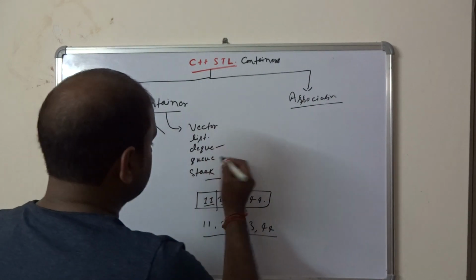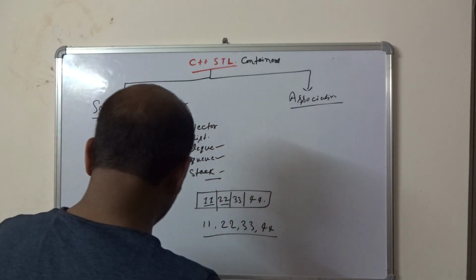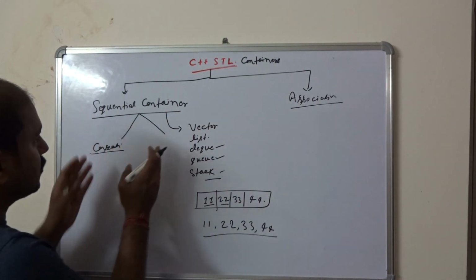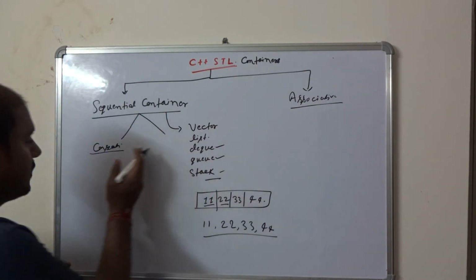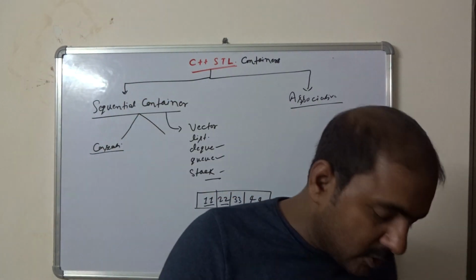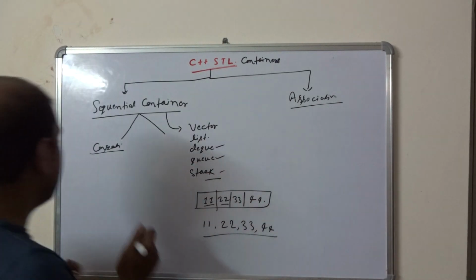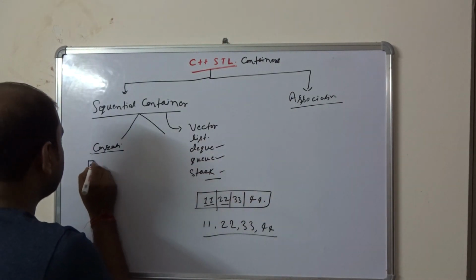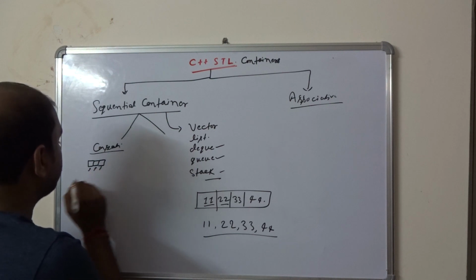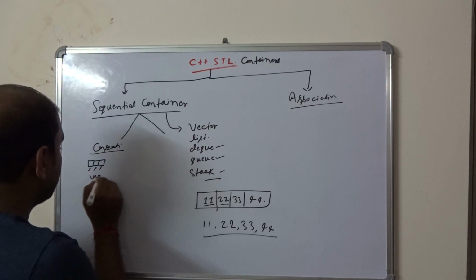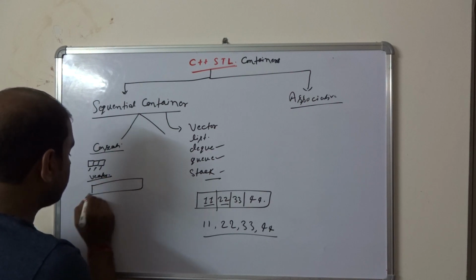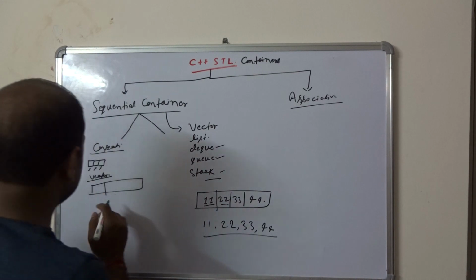Deque is again the same, queue is the same, stack is the same. Here I have divided the STL sequential containers basically into two parts: consecutive and non-consecutive. Consecutive means the memory of each element is consecutive, so each element is stored consecutively. Like in a vector, the elements are consecutive. It's sequential plus consecutive.